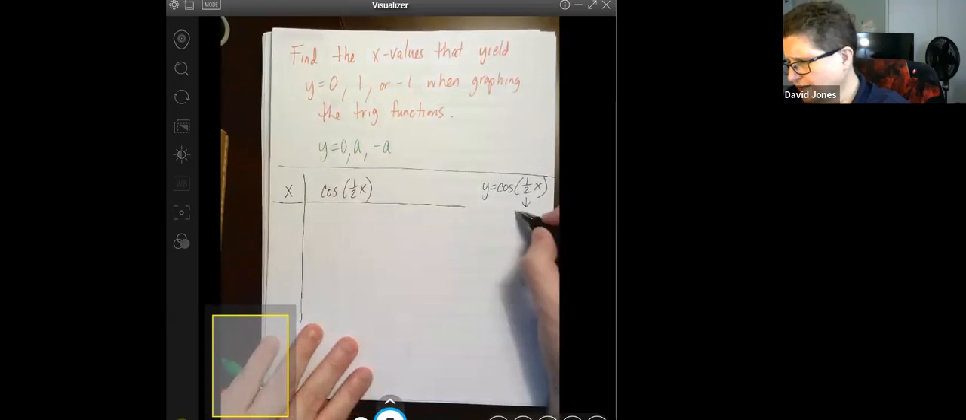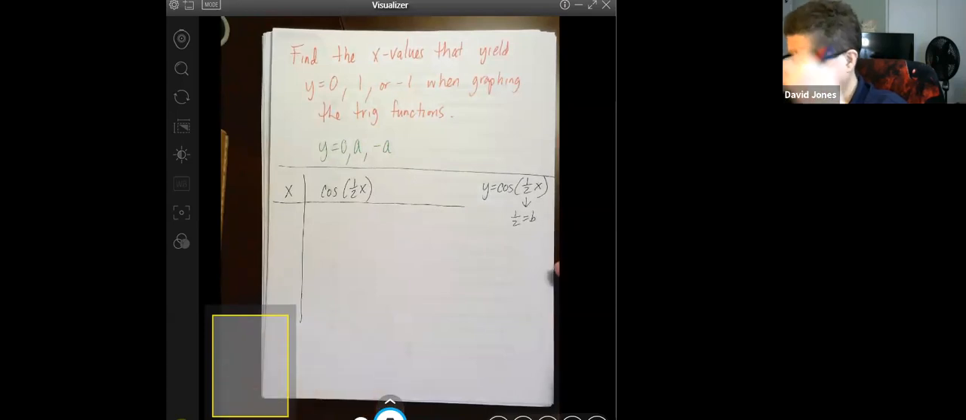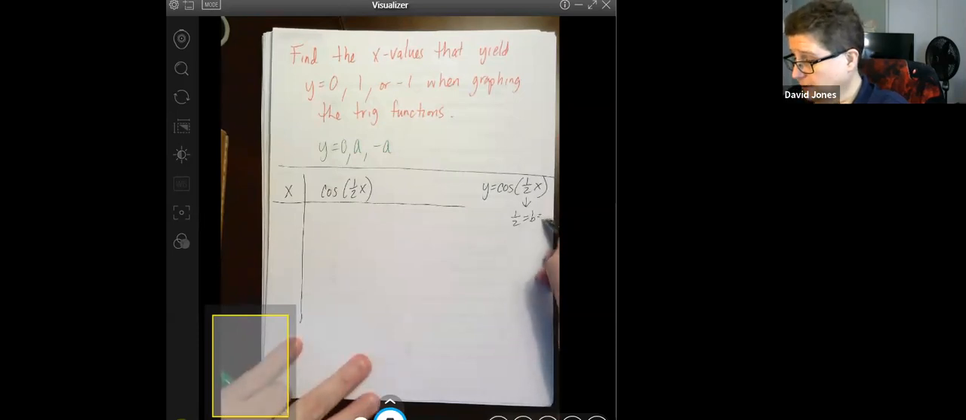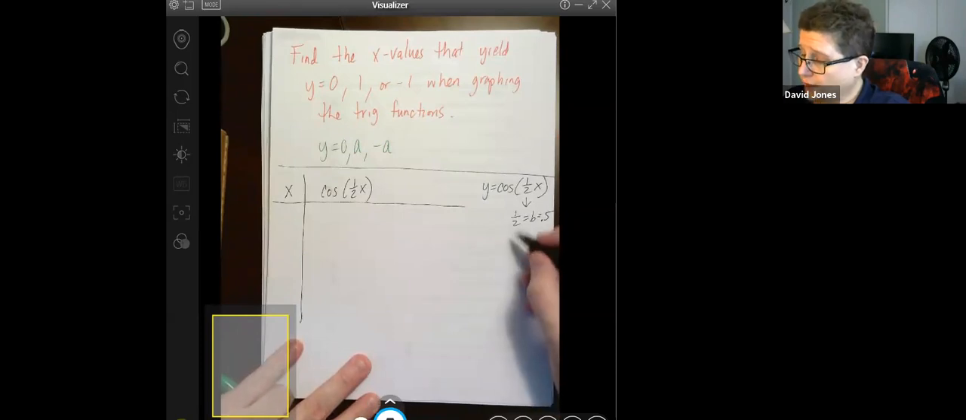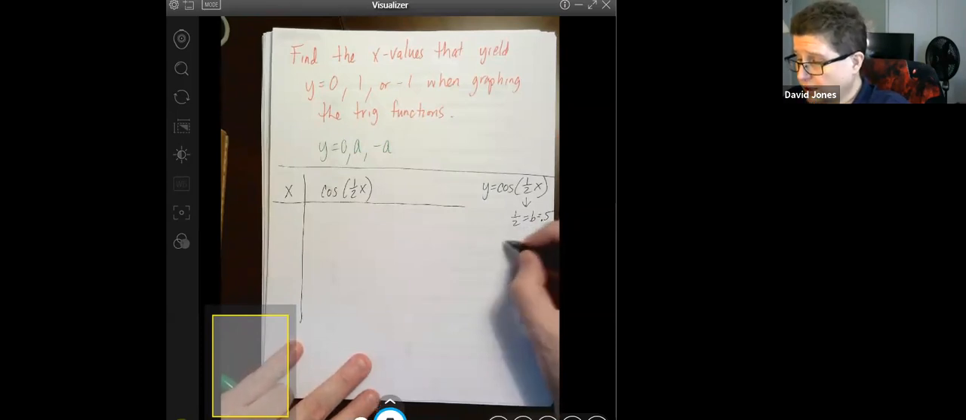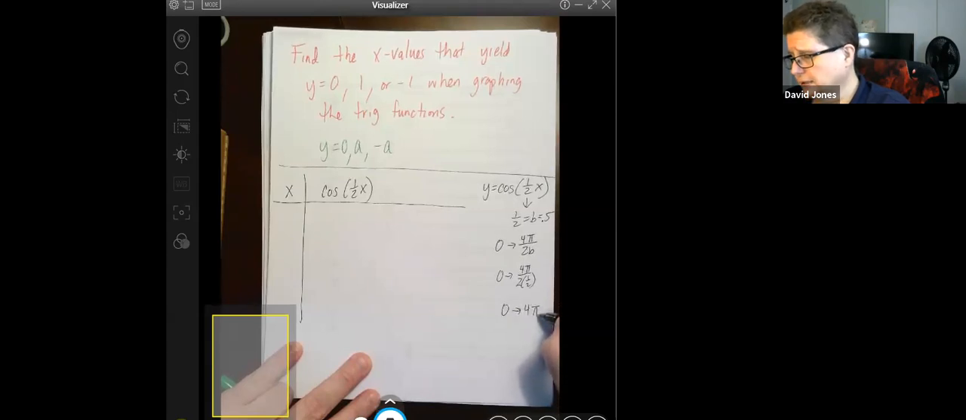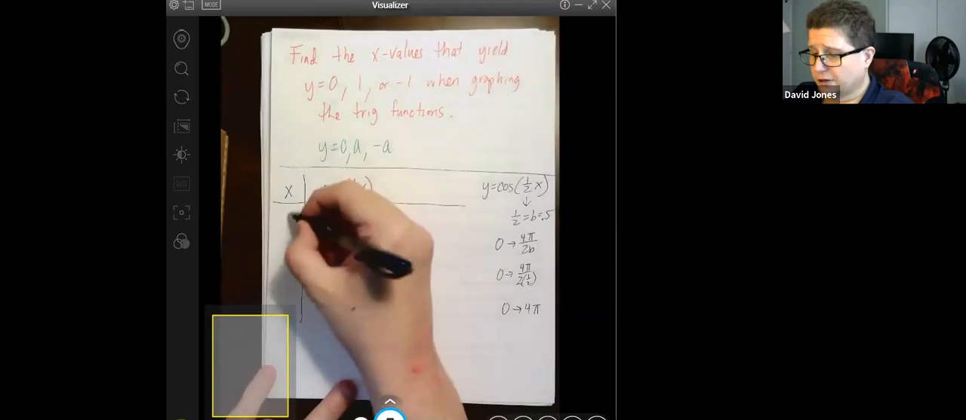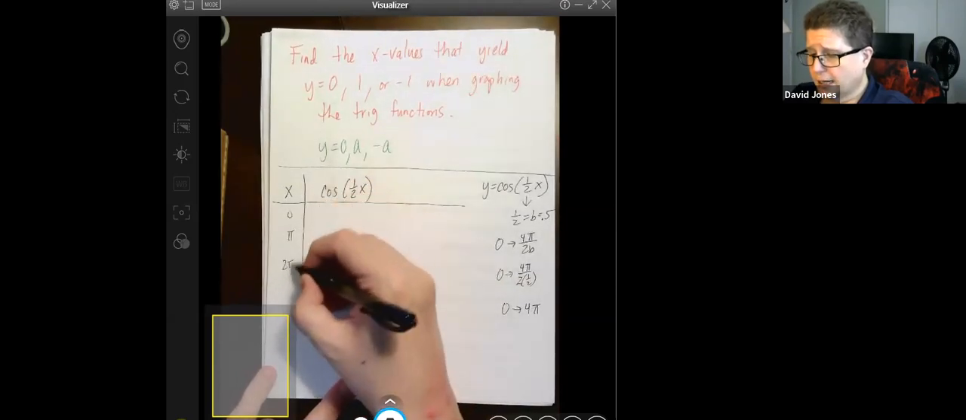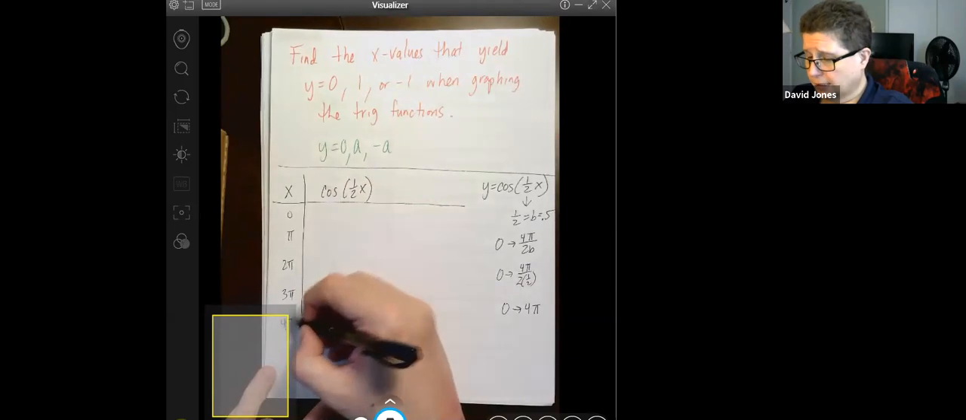So 1/2 equals b. Okay, so b equals like 0.5. And so if I go from 0 to 4 pi over 2b, I have 0 to 4 pi over 2 times 1/2. We're going from 0 to 4 pi. Breaking this up into increments, we've got 0, pi, 2 pi, 3 pi, 4 pi.